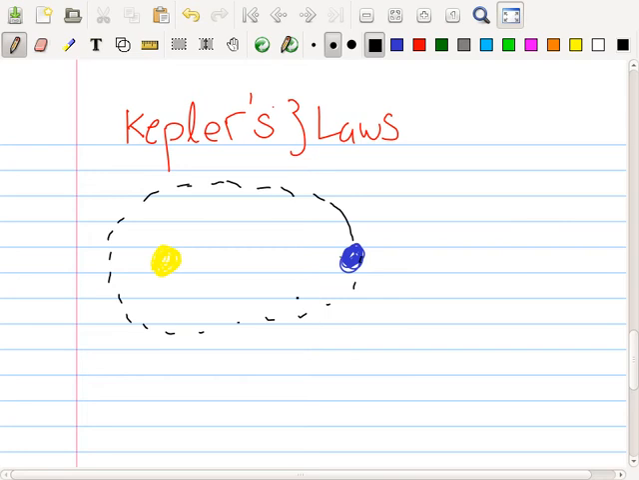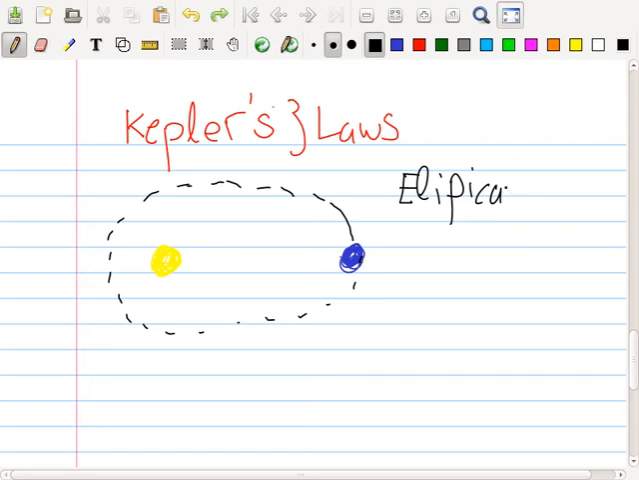Kepler noticed something when he looked at planets orbiting suns, or in this case, planets orbiting their sun. He noticed that the path is always elliptical.